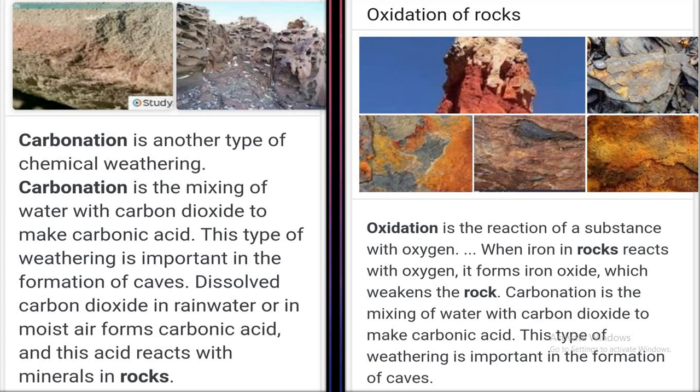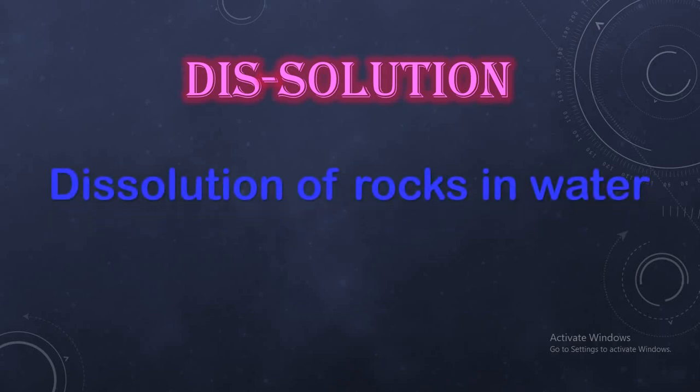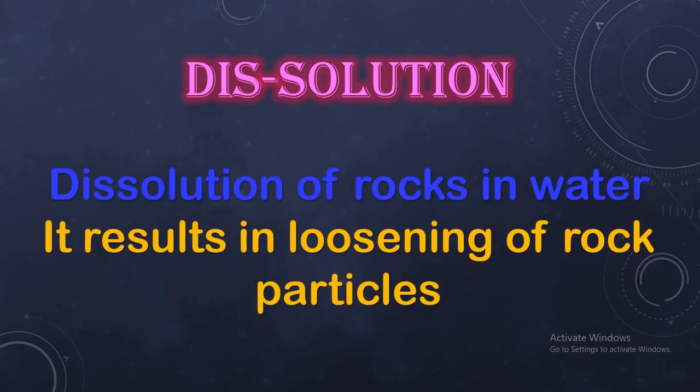Okay, children, we'll move on to the third reaction in chemical weathering. The third one is solution, that is dissolution. The dissolution of rock substance in water results in the loosening of rock particles. So since it loosens the rock particles, they break down from the mother rock and get into pieces. This is the third form of chemical weathering.